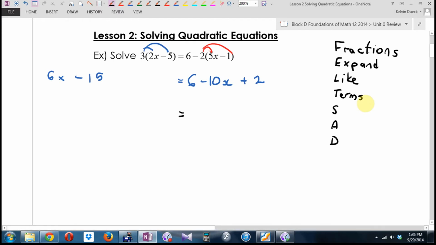Are there like terms anywhere? So on either side of the equal sign, is there more than one x on either side of the equal sign? I know there's 2 different x's, but is there more than one x on any one side of the equal sign? Nope. Don't need to gather. Is there more than one constant term on any one side of the equal sign? You know what? These are like terms. I have a 6 plus 2, which is what? So I'm going to drop the minus 10x down like a domino. I'm going to drop the 6x minus 15 like a domino.